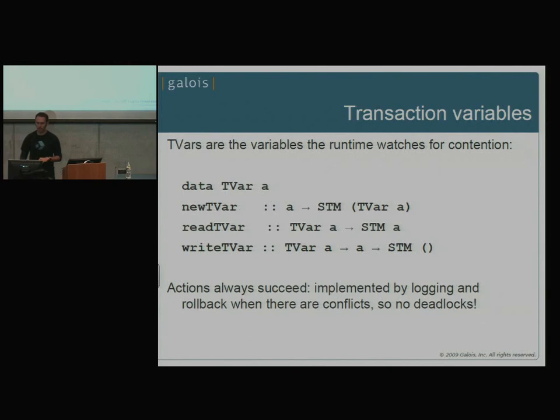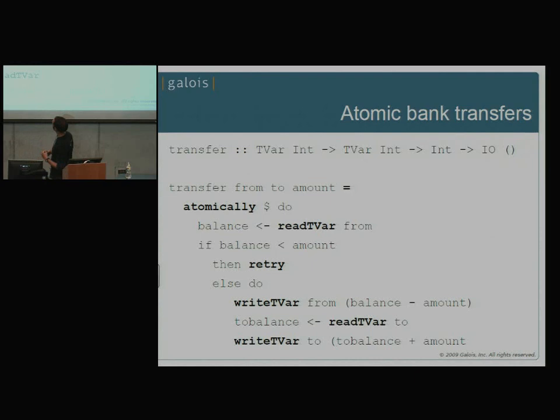Okay, so here's a bank account transfer in STM style. We have transfer, which takes two bank accounts, which we represent as transaction variables that store ints. And we take an argument that's an amount that we'll transfer from one to the other. And we run it in I/O. It has an effect on the world. We'll actually physically modify a bank account somewhere.